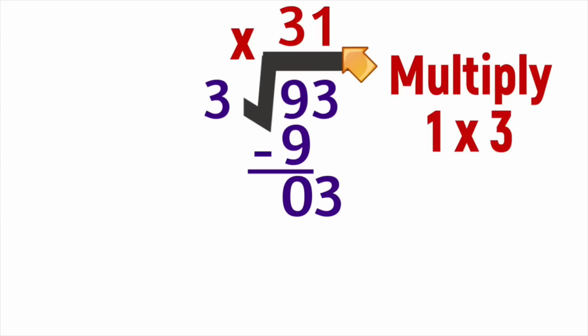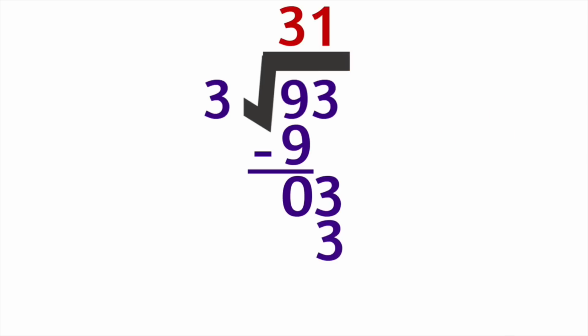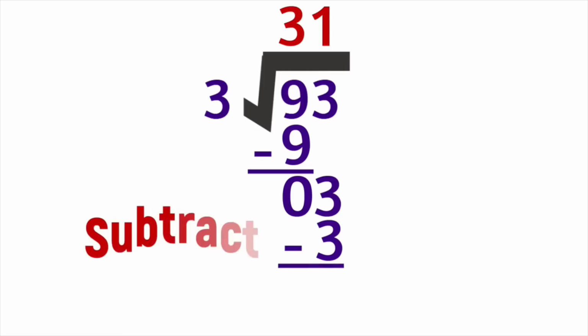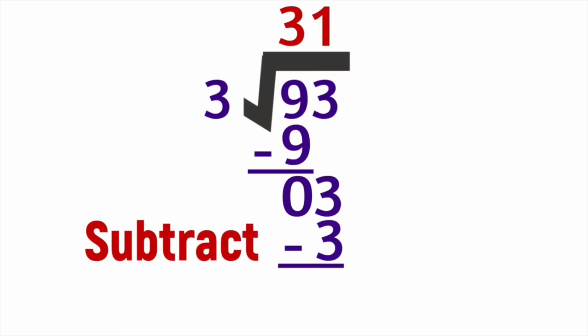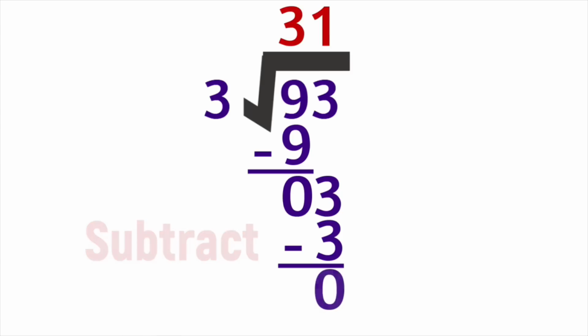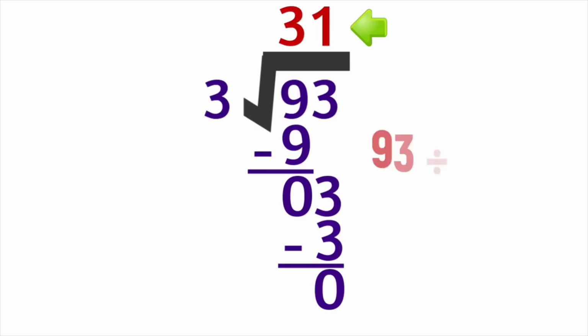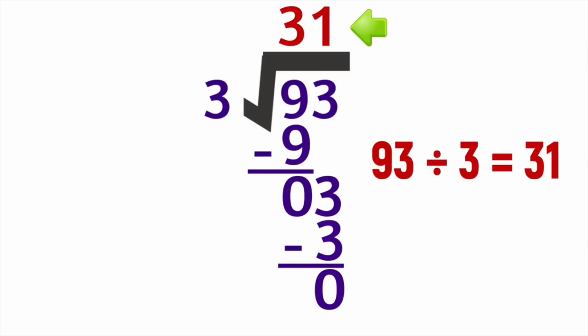3. We put that answer, the number 3, right here under this 3. Then we subtract. 3 minus 3 equals 0. And there's nothing left to bring down, so we're done. Well, we have our answer, the quotient. The answer to this division problem is up here above the bracket. It's 31. 93 divided by 3 equals 31.